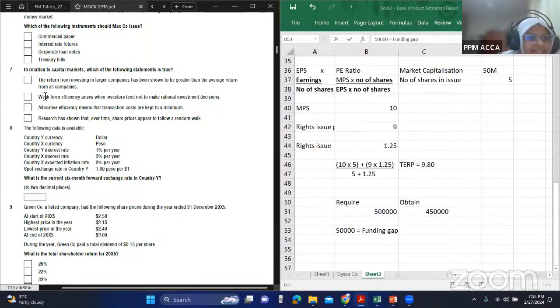Then D is saying research has shown that over time share prices appear to follow a random walk. That's true. According to research, if you are in the share market, you will realize that suddenly share prices increase, suddenly share prices decrease. There is no real reason behind that. We can't really predict 100%. That's why we say it follows a random walk. Okay, so the correct answer there is D.